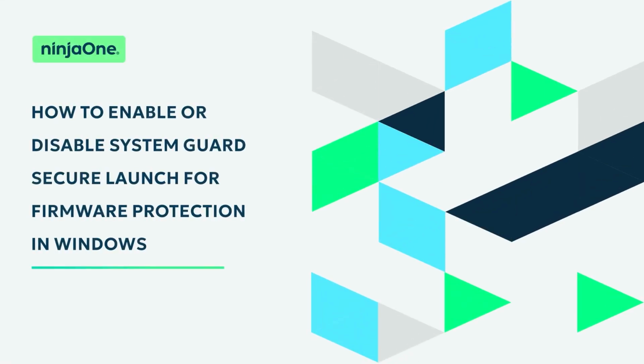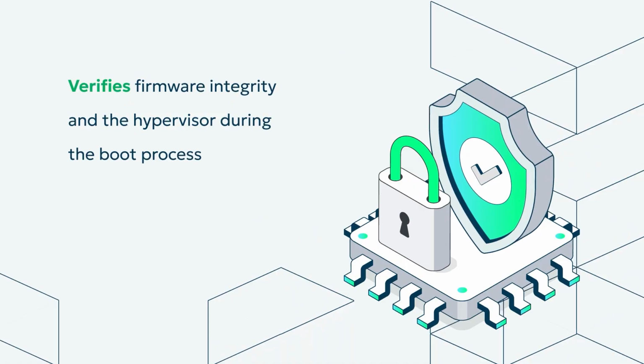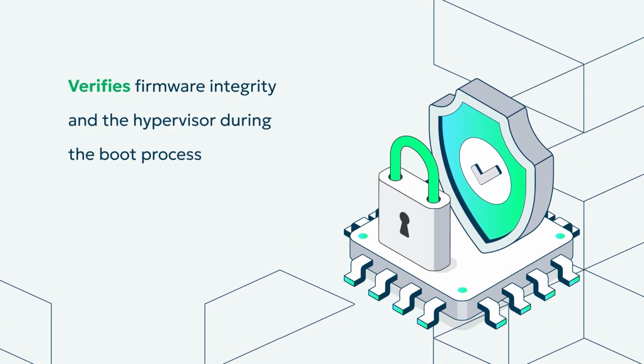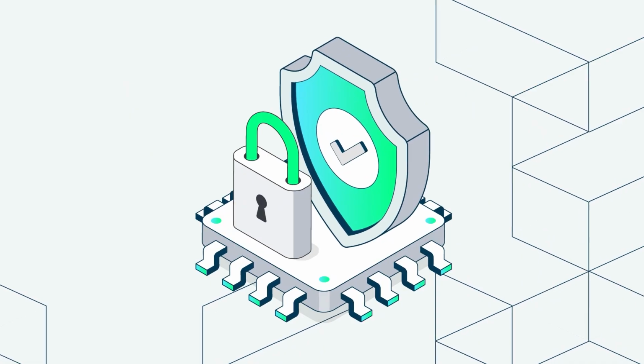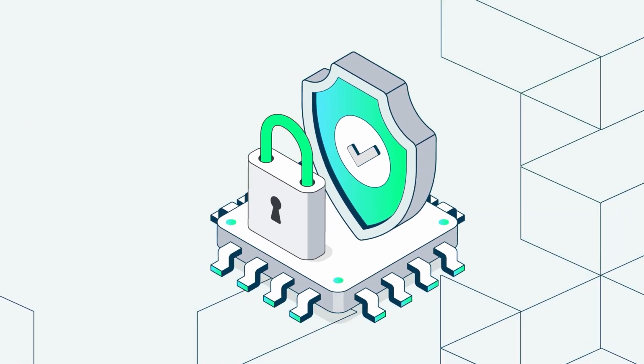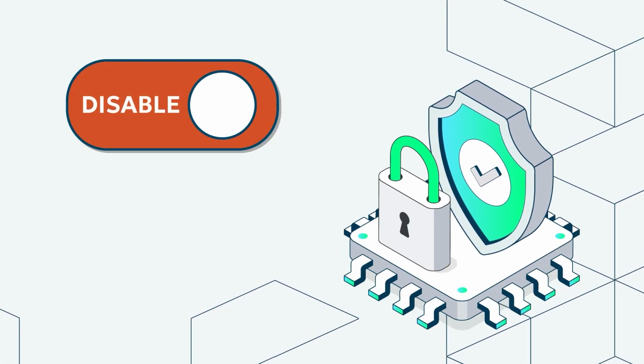How to enable or disable System Guard Secure Launch for firmware protection in Windows. System Guard Secure Launch is a Windows security feature that verifies firmware integrity and the hypervisor during the boot process before the operating system starts. It helps protect your device from tampered or malicious firmware and boot components. In this video, we'll show you how to enable or disable the feature in Windows.